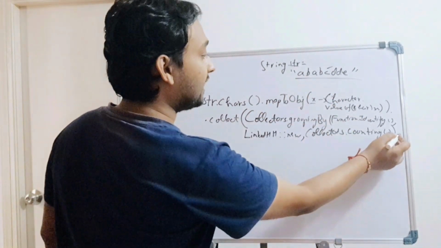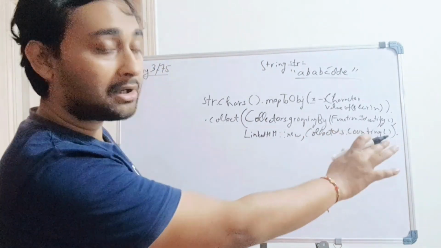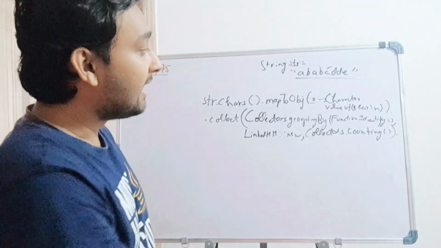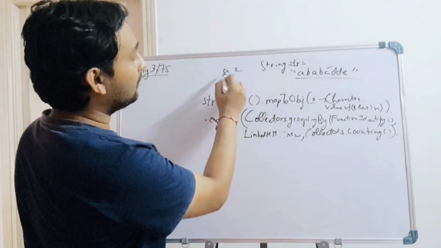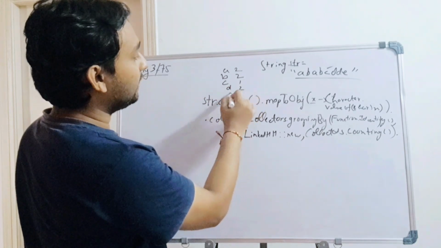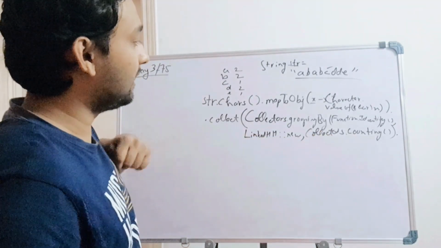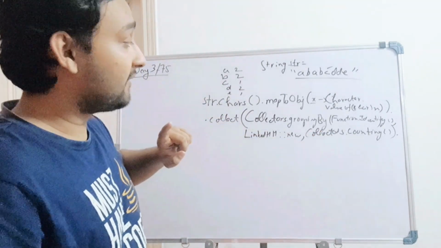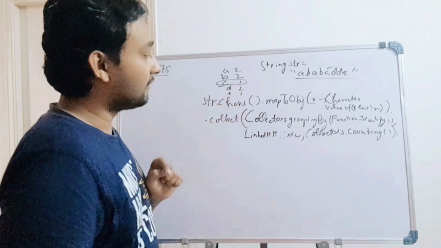But till here, if you print, like after that if you write .forEach(System.out::println), it will print this output: A2, B2, C1, D2, E1. This will be my output after this line. Okay, but do I want this? No, I want the first non-repeating character. That means I want C. Okay, so what to do after this?